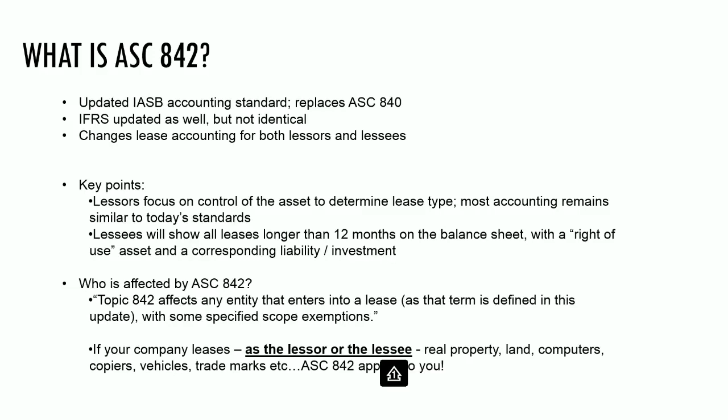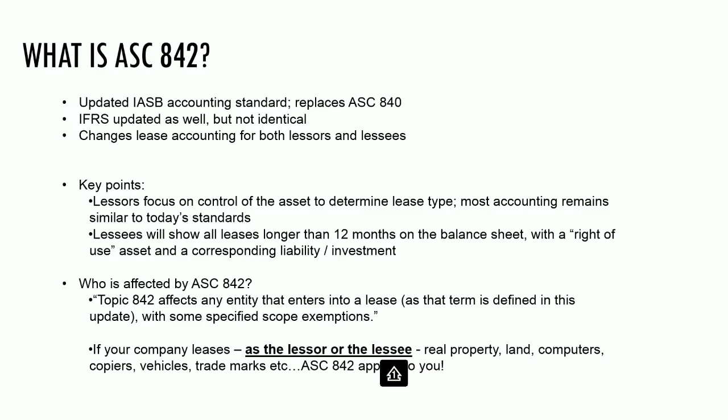On the lessee side, this is a big change. All leases longer than 12 months will appear on the balance sheet, whether they are what we call today a capital lease or an operating lease. All leases longer than 12 months must show on the balance sheet, and it will show with a right-of-use asset and a corresponding liability or an investment.